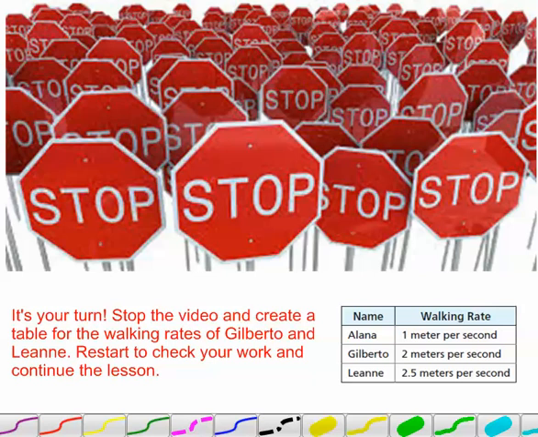Always start with 0. At 0 time, Gilberto's walked 0 meters, but in 1 second, we know he can walk 2 meters. So think about how far he'll walk in 2 seconds and 3 seconds, and so on. Do the same for Leanne. Watch your calculations, look carefully. Once you've filled out all the tables, restart the video and check your work against the next slide.